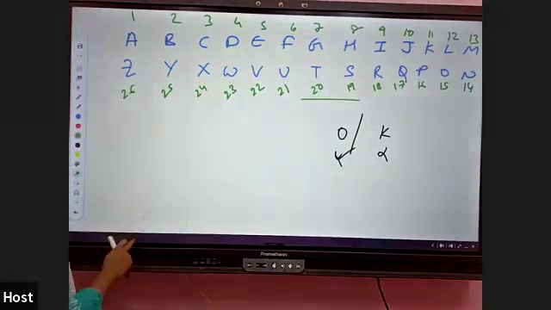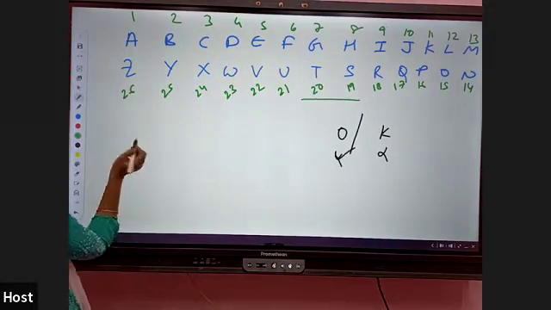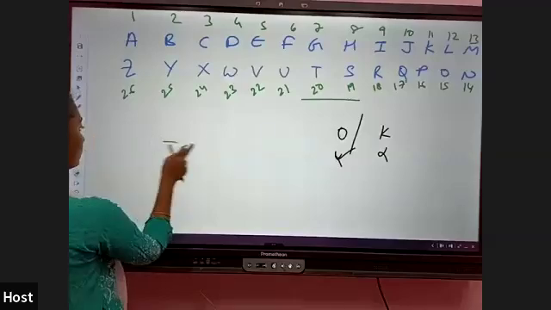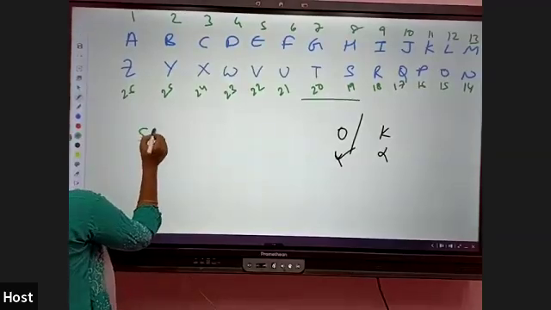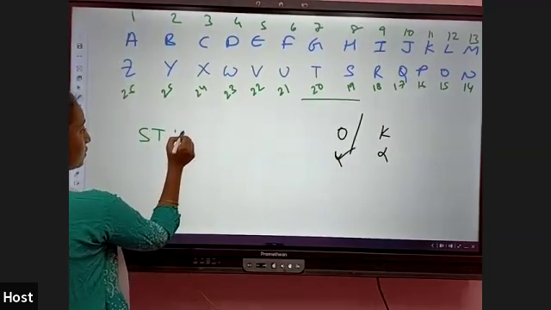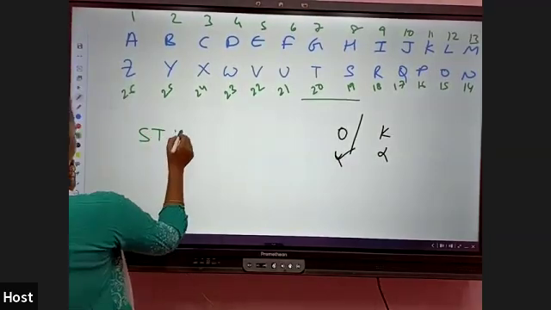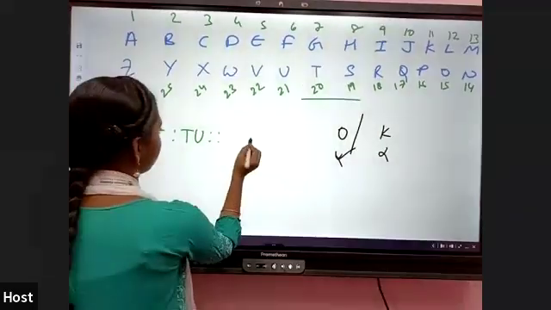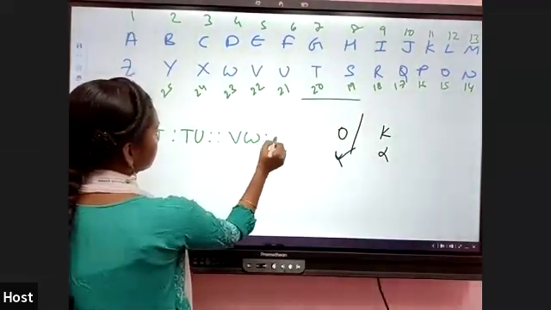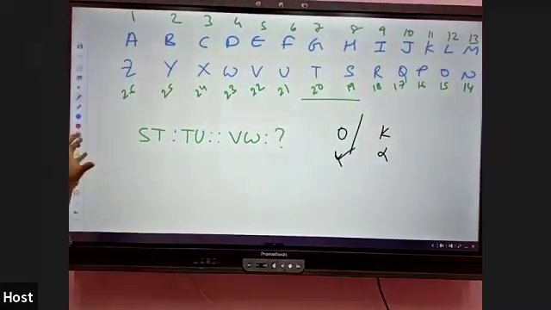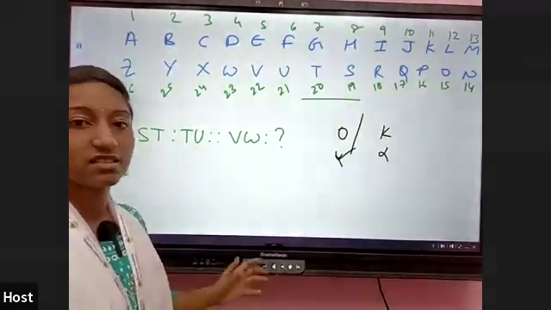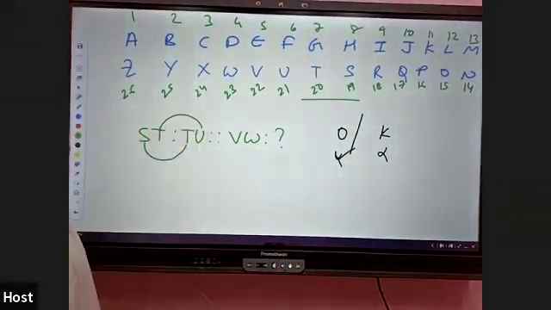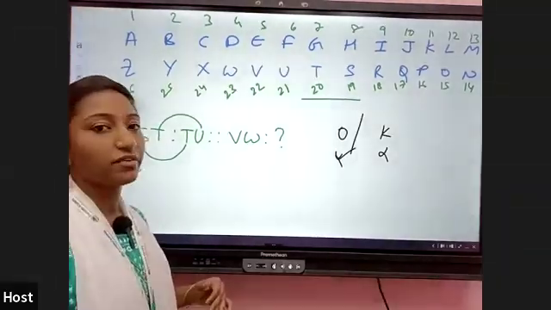Let us discuss two-letter sounds. ST is to TU, then the code for VW is to? So see. In this case, when two letters are given, we should find the code between the first letter and first letter, second letter and second letter. They may be the same theme or they may be different themes also.